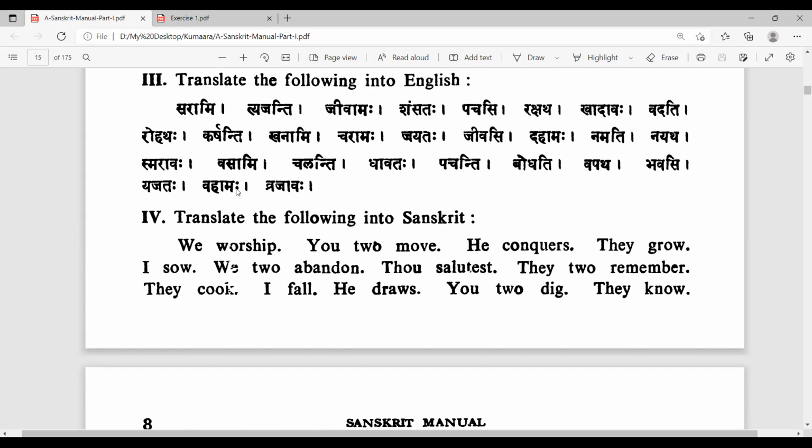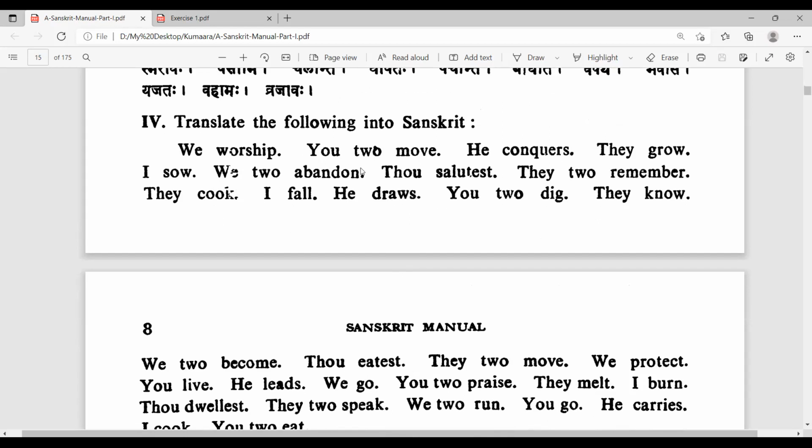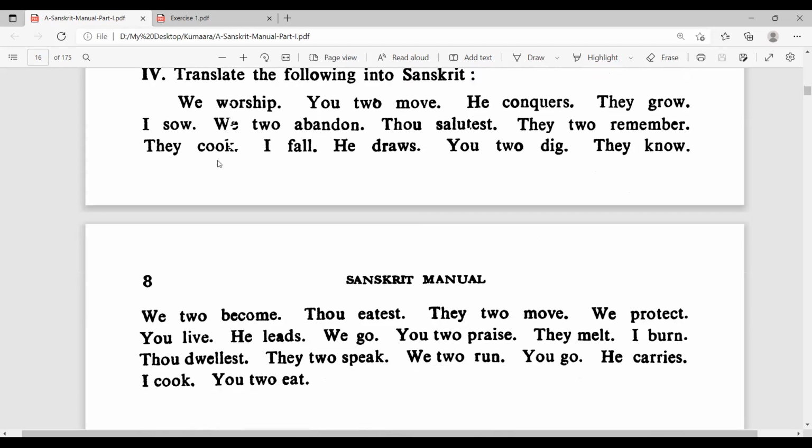Tvam bhavasi. Tau yajataha. Vayam vahamaha. Sushila ji. Avam vrajavaha. Translate the following into Sanskritam. Kameshwari ji. We worship. Quickly, please do. Vayam namamaha. That's right. That's practice. Quickly you can do. Yes. Sumati ji. Next one.